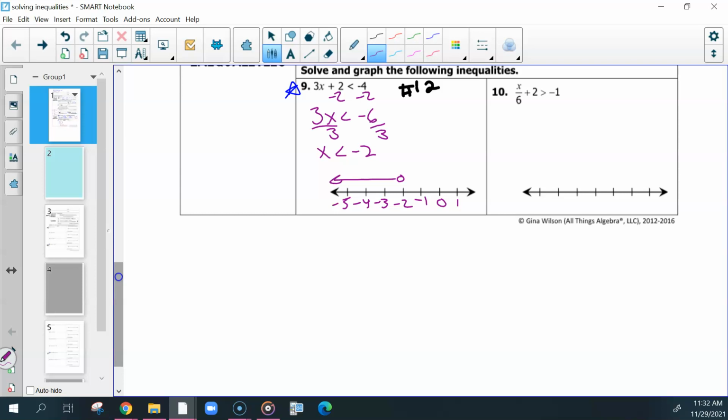Do we have any questions on how we got that answer, graphed it, solved it, anything like that? Like I mentioned before, the process is very much the same as solving an equation. It's just a little bit different because of how we write our answer. We're going to skip around a little bit. Go on to the next page.